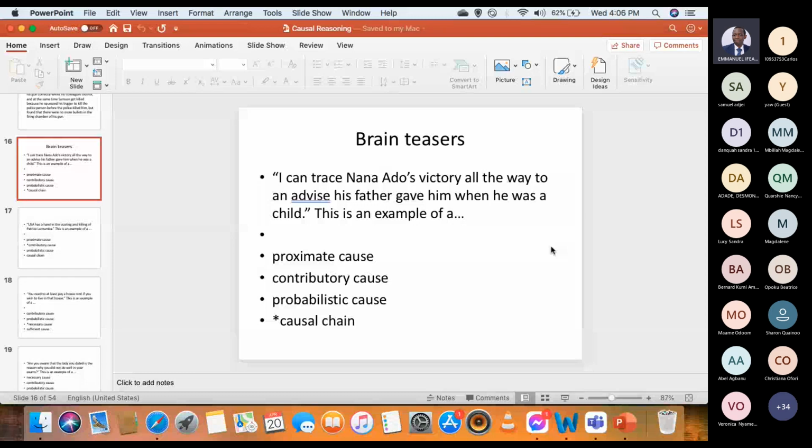So if you choose probabilistic cause, you are indirectly saying that the advice may not have caused his victory. But that is not how the assignment was framed. If the assignment was framed to suggest that it may or may not have caused it, then that would give you room to choose probabilistic cause. But if the assignment doesn't give you room to choose probabilistic cause, then you have to choose the next one that is reasonable.